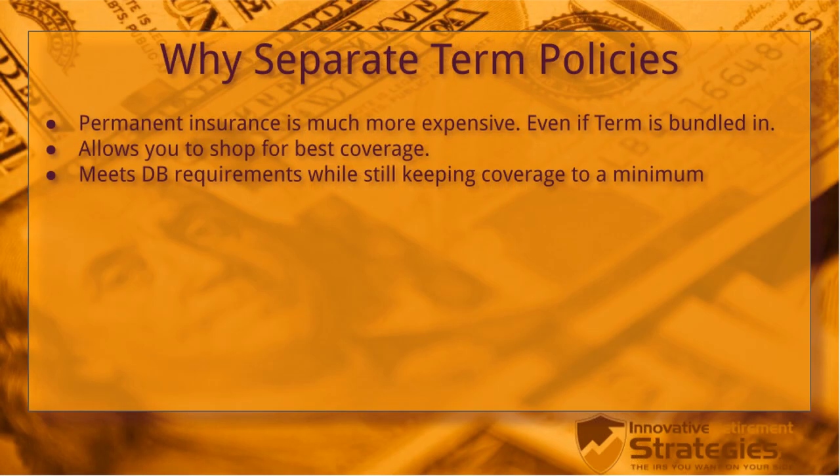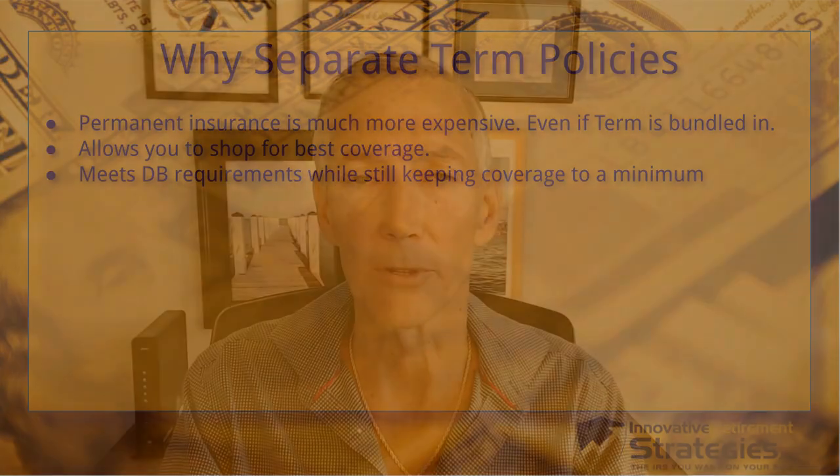The second reason for separate term life insurance policies is just that you have an opportunity to shop around. Very rarely when I'm doing business is the best term policy coming from the same company that wrote the permanent policy that I'm putting together for a client. So oftentimes, if you have staggered term policies of 10, 20, and 30 years, you might have 3 different companies that have the best rates for each one of those.